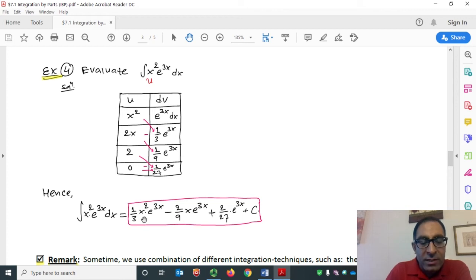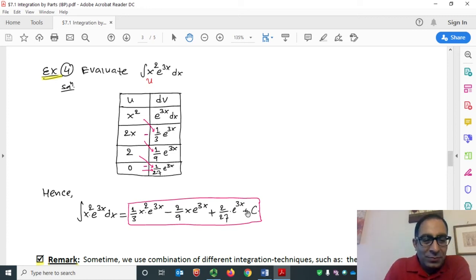The first term on my right side will be x squared times 1/3 times e to the 3x. The second term will be negative, so negative 2x over 9 e to the 3x. The third term will be 2 over 27 e to the 3x. And my last term, I need to multiply straight across, but 0 times the term is 0, so I don't need to write it. Then I add plus c, where c is a constant of integration. Great.